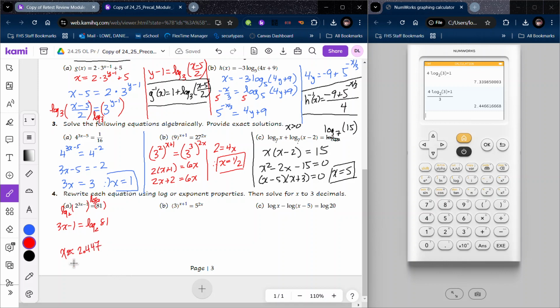2.447 to 3 decimal places, or I could leave it as 2.446 if I didn't want to round. Right? Because it says solve to 3 decimals, it doesn't tell me whether or not I need to round.